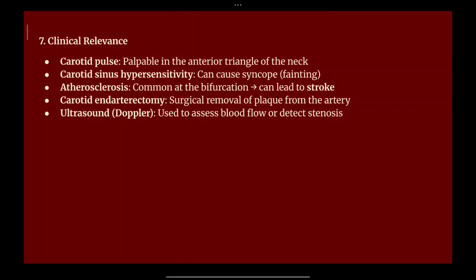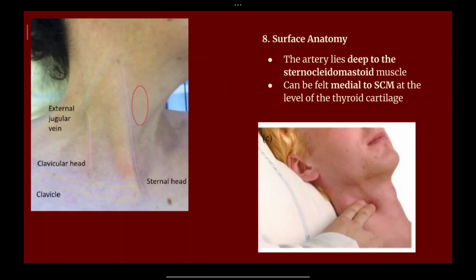Now carotid endarterectomy is a surgical removal of plaque from the artery. So in case of formation of any obstruction in the artery due to the accumulation of any cells or any other particles in the artery, this is removed by a surgical procedure called carotid endarterectomy. Now, ultrasound or the Doppler effect is used to assess the blood flow or detect stenosis. Stenosis is the blockage in the blood artery. So, ultrasound can be used to determine the blood flow in the carotid artery.